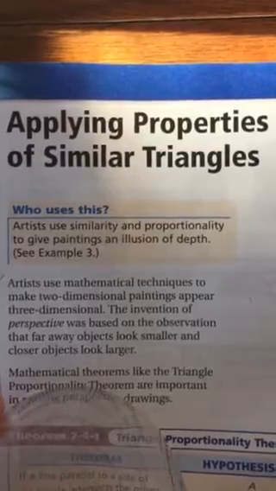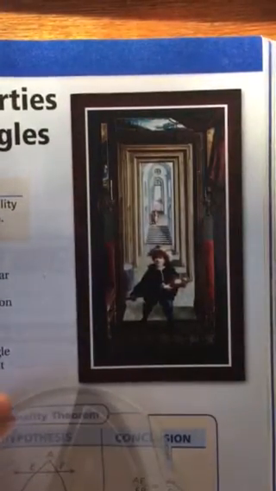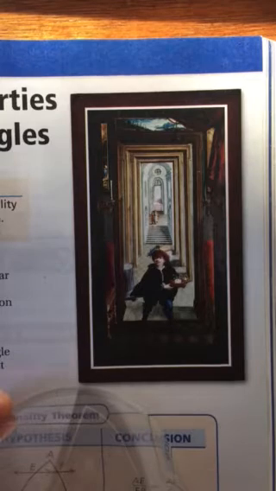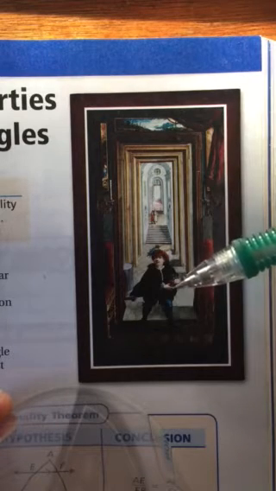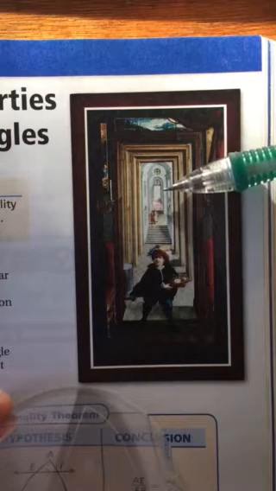The title is Applying Properties of Similar Triangles, and I want to start by you looking at the picture in your book on page 481 showing depth. In this flat painting we have the look of great depth extending into the distance. Let's read about that.